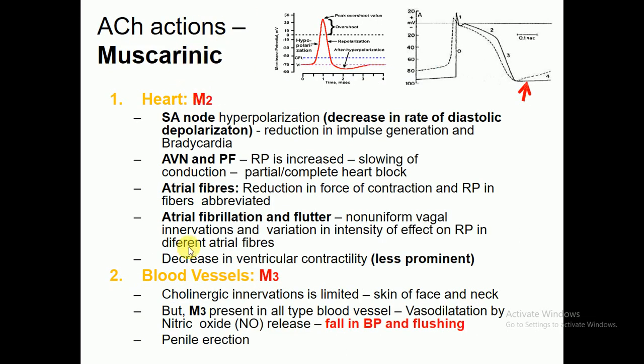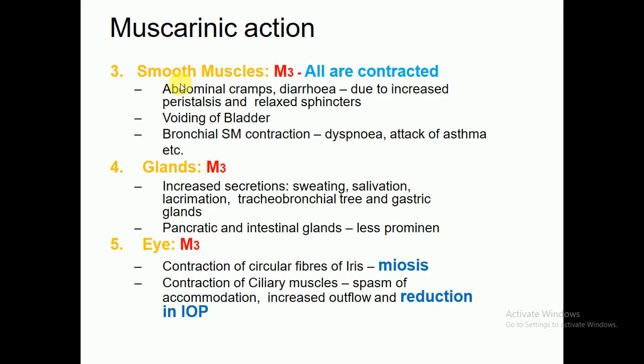These are also muscarinic actions. Other muscarinic actions are on smooth muscles. As we know, M3 are the receptors present in smooth muscles, and all are contracted. Abdominal cramps and diarrhea may occur due to increased peristalsis and relaxed sphincters.